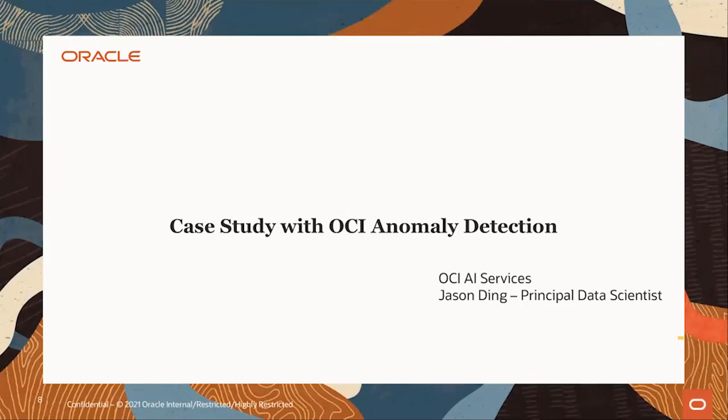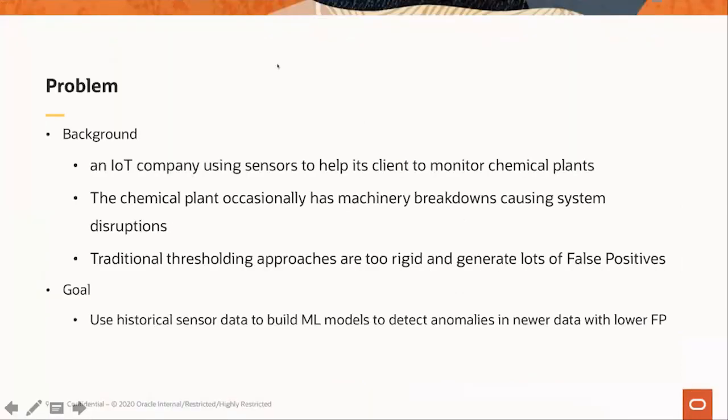The problem we have is that there are IoT companies that have sensors deployed in many business assets that monitor chemical plants. The chemical plants occasionally have service interruptions due to machinery breakdown or power outage, etc. They then have to send someone to look into the issue and fix it as soon as possible. They have used a traditional thresholding approach to alert on such events, but those thresholds are too rigid and often generate a lot of false positives.